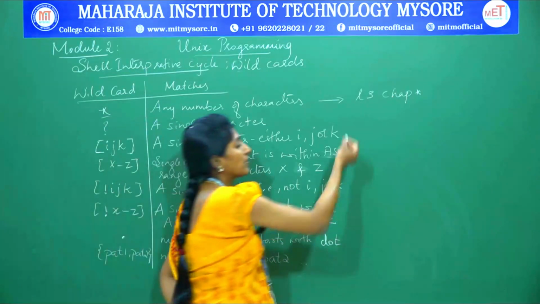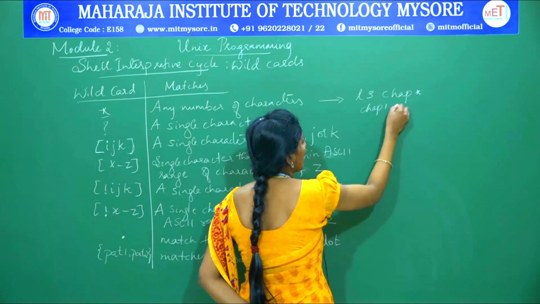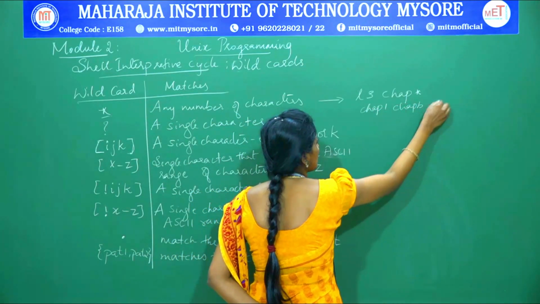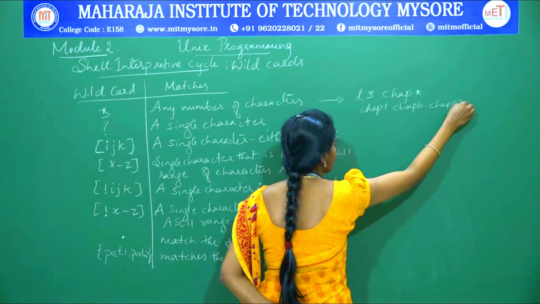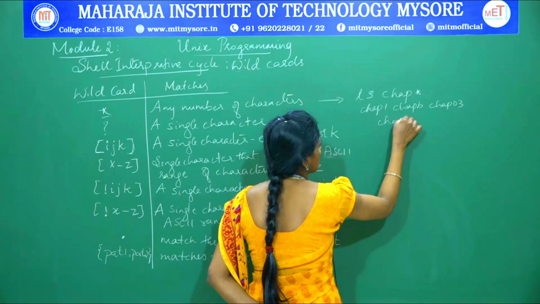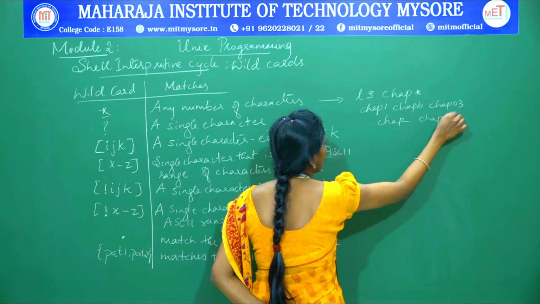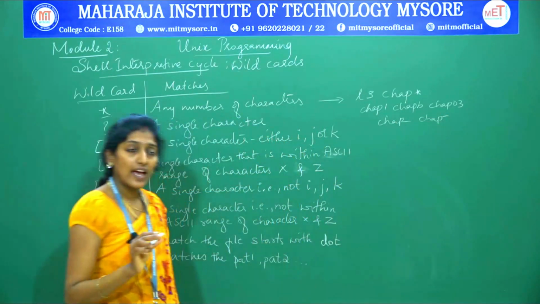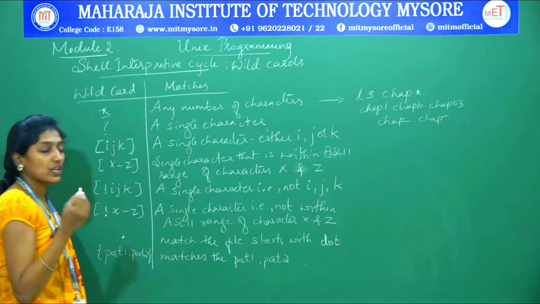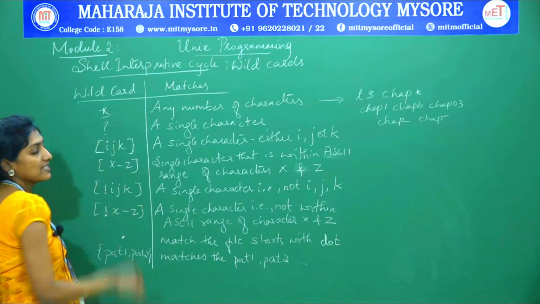So after chap it might be anything: chap 1, chap B, chapter 03, or it might be chapter underscore, chapter hyphen, like this. So any character, numeric or alphabetic, will be matched with the star.